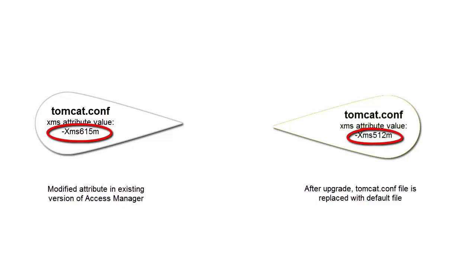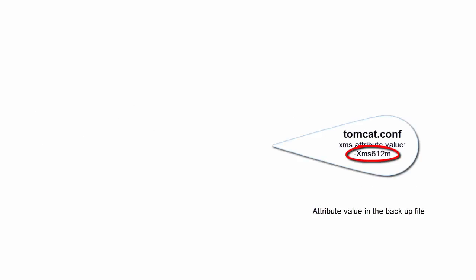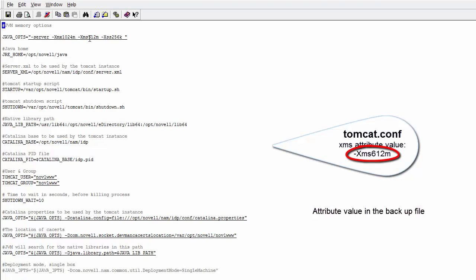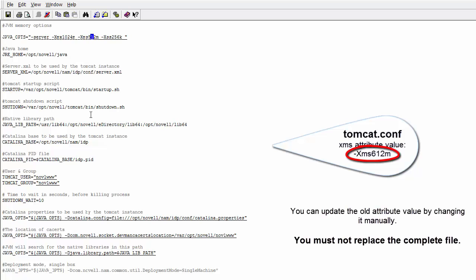Hence, after the upgrade, we need to check the value in the backed up file and enter it manually in the upgraded tomcat.conf file. If you replace the file, then the changes made in the release, such as added filters and extra configuration options for Tomcat, will not work.